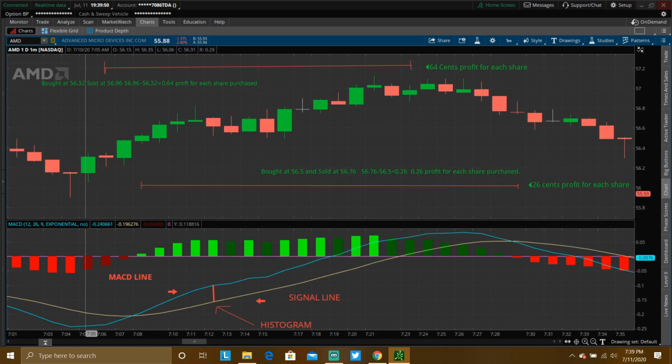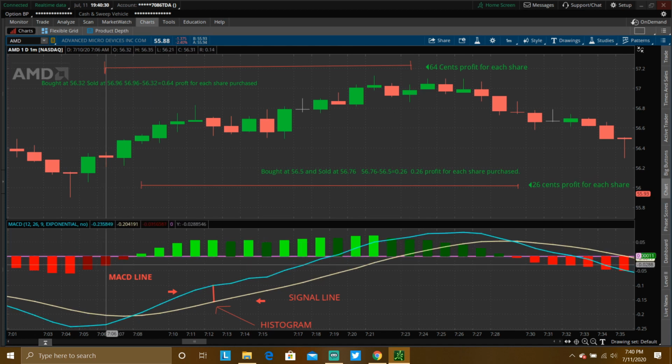And look at this, if we purchased right here, once the second dark red bar was finishing up, we'll buy it for 56.32. And if we sold right here, once the second dark green bar was finishing up, we would sell it for 56.96. So, in other words, we would make 64 cents profit from each share if we bought right here and we sold right here on the second dark green bar.